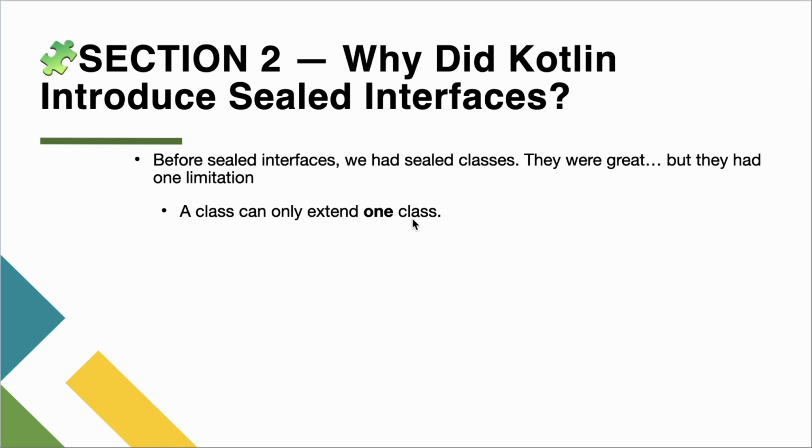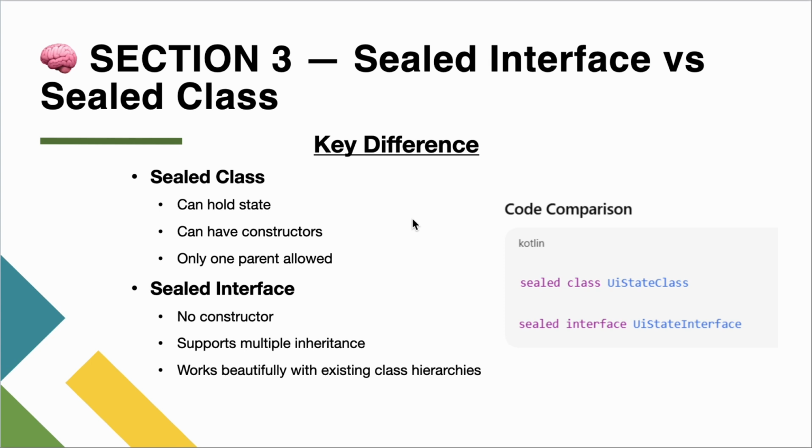Okay, you can imagine your class already extends ViewModel, and you also want to extend this UIState safely. But the sealed class says, sorry bro, the inheritance slot is already being used, so you cannot extend another class. But if it is a sealed interface, then it will say, no problem, I'll fit in. All right. So that's the major difference between both of them, and that is why Kotlin introduced sealed interfaces. Now section 3 says sealed interface versus sealed class.